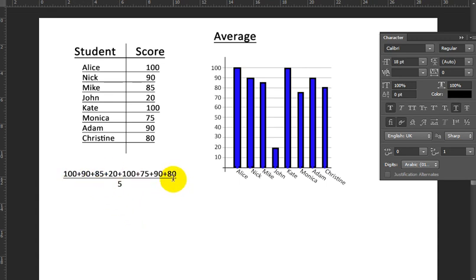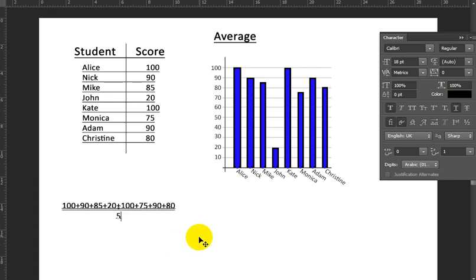Divide all of this by 5. Okay, let's do this calculation. Let's move it over here. 190 gives me 190. 190 plus 85 would give me 275. 275 plus 20 would give me 295. 295 plus 100 would give me 395.